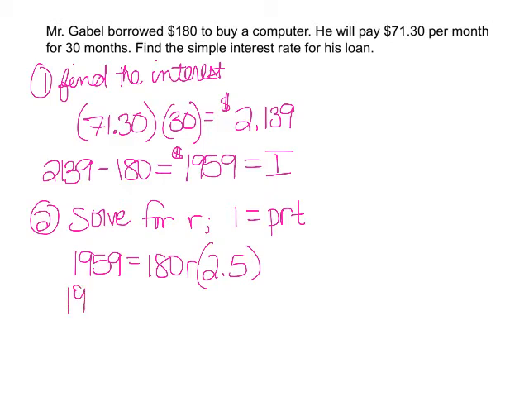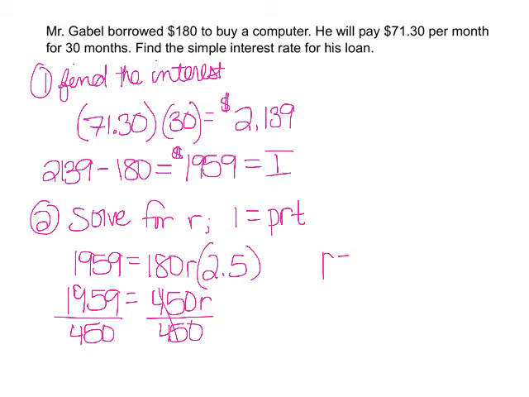equals, so I have 1,959 equals 450R. I'll divide by 450. When I divide 1,959 divided by 450, my rate is 4.35. So I need to move my decimal over 2 places to find my percent of 435%.